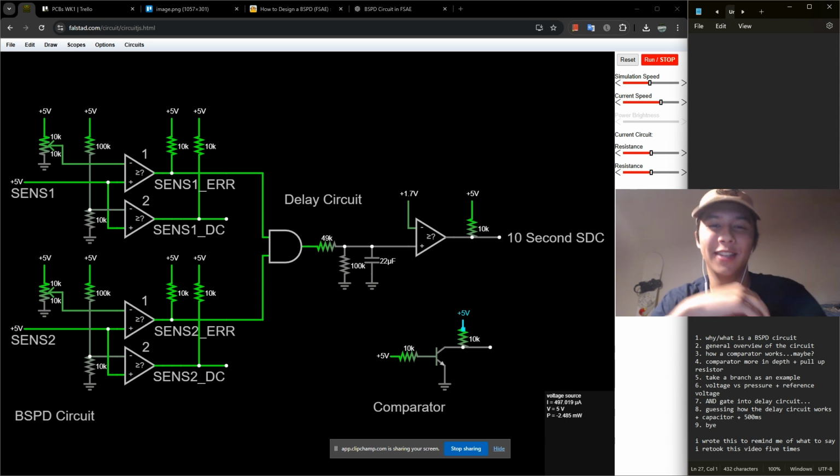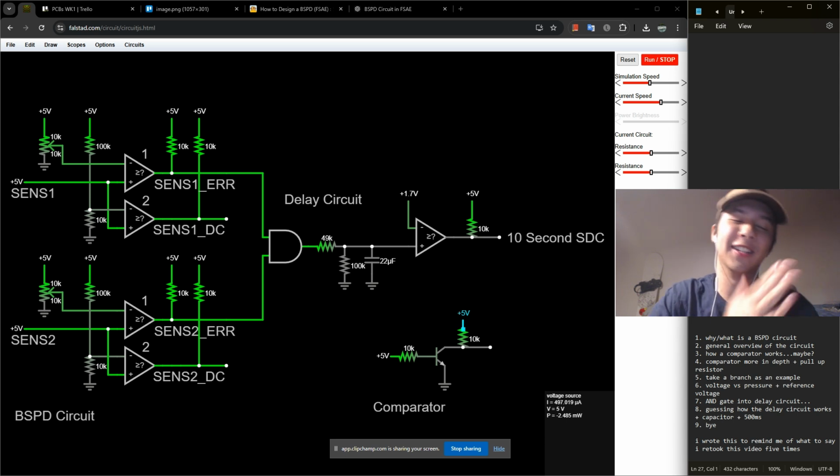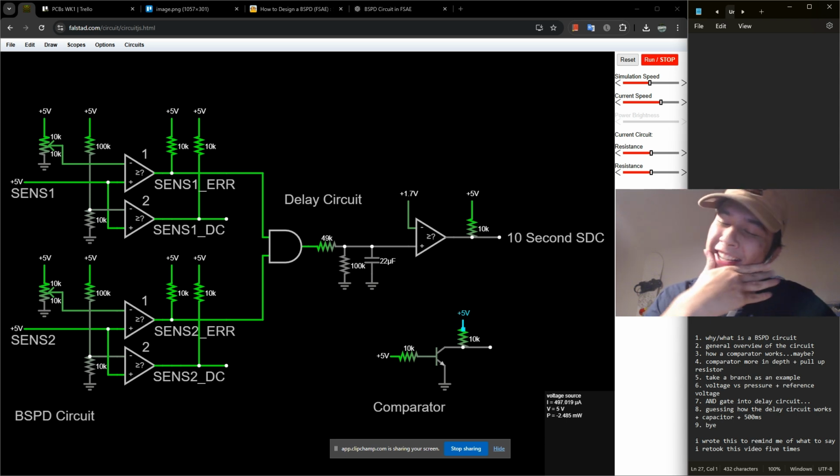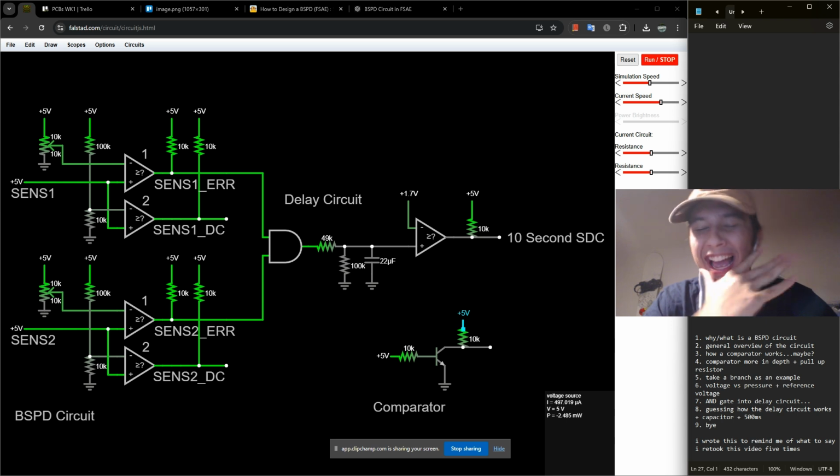Today, I'll be walking you through how a BSPD circuit for FSAE works. I think BSPD stands for Brake System Plausibility Device Circuit. I learned all of this today, so I'm bound to make mistakes, you know? I'm just a first year, so go easy on me in the comments.